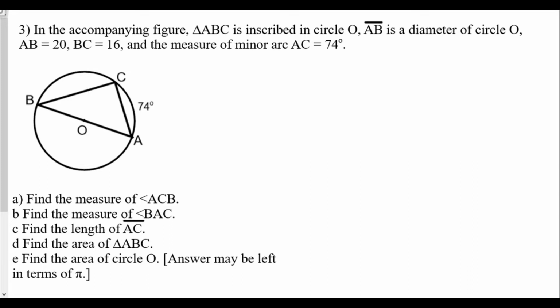Welcome back, everybody. This is Circle Test Review 2, Part 3, which is question number 3. We have a complete diagram, figure A: triangle ABC inscribed in circle O, and AB is a diameter of circle O. AB is 20, BC is 16, and the measure of minor arc AC is 74. So we have 5 things to find here, ladies and gentlemen. Hopefully, knowing our constants, our circles, we will be able to find these things.